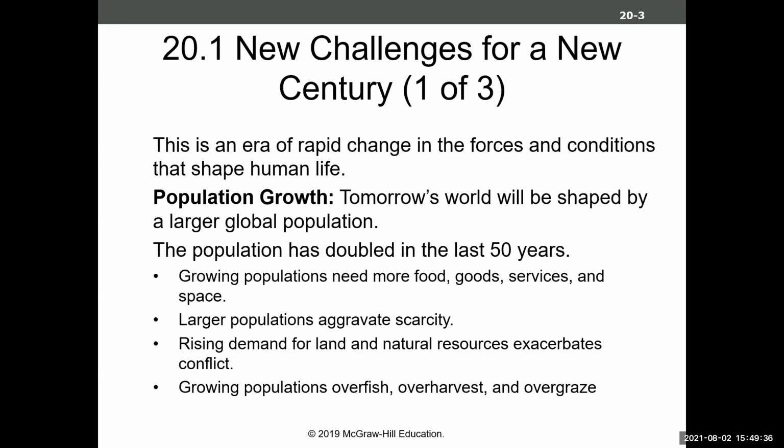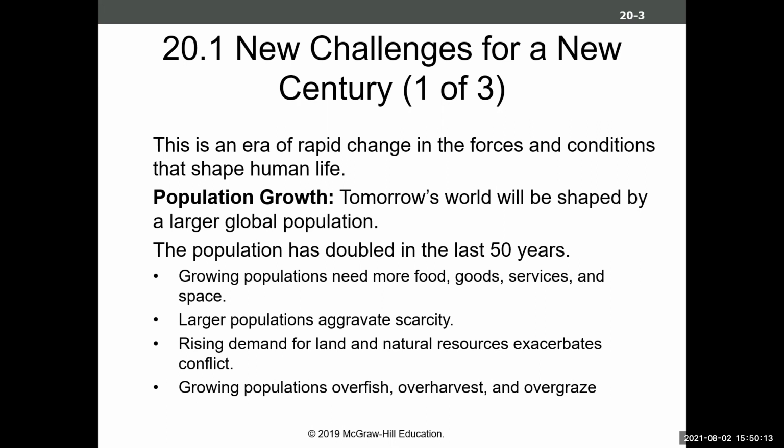With a growing population, we need more food, more resources, more services, more space. And space isn't infinite; we do have a limitation on that. Same as resources, larger populations will aggravate scarcity. What we mean by this is that if you have resources that are scarce, a growing population is not going to help that situation. It's going to aggravate it, it's going to cause more issues, and those resources are going to become even more scarce.